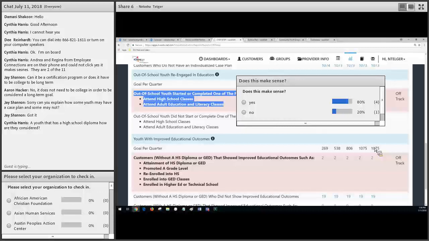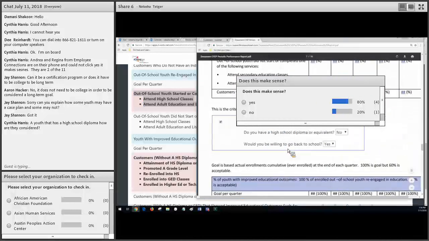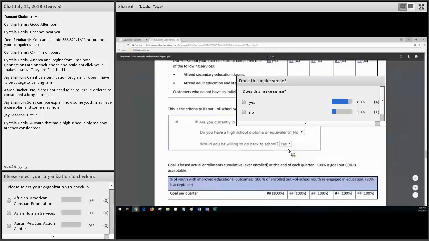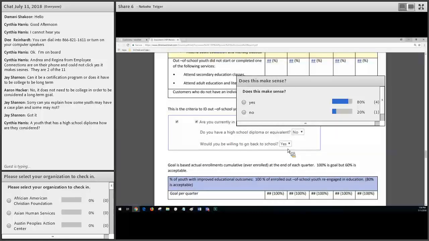Let me attempt to clarify on the out-of-school youth, too. Again, we consider out-of-school youth those that are not actively engaged in pursuing an education, or youth that have completed a high school diploma and are not actively engaged in completing an education. So there's kind of a difference there.